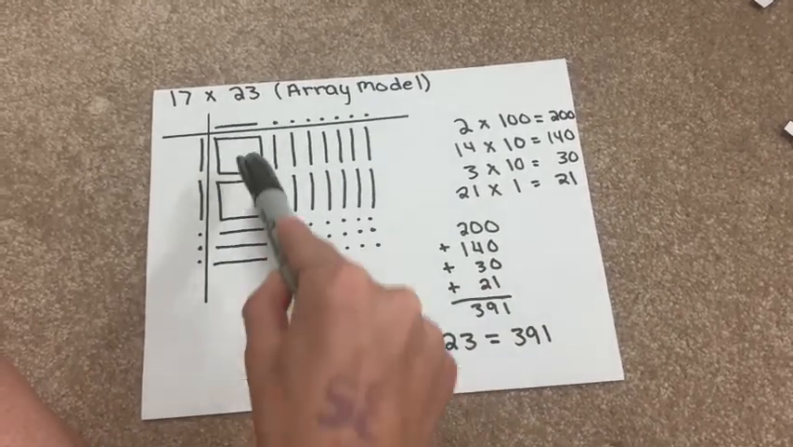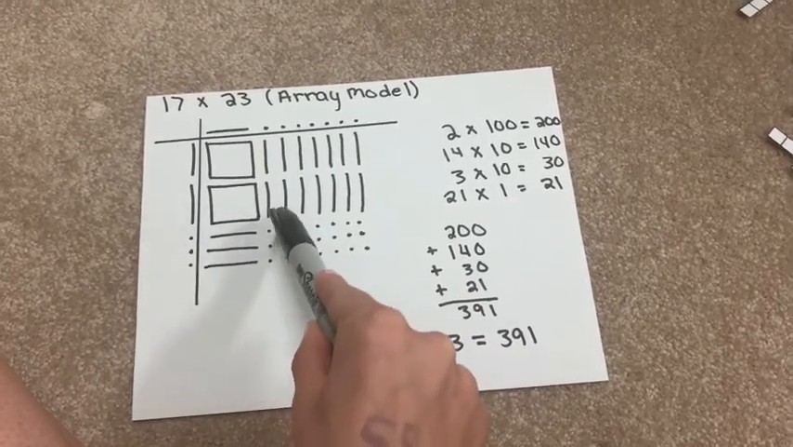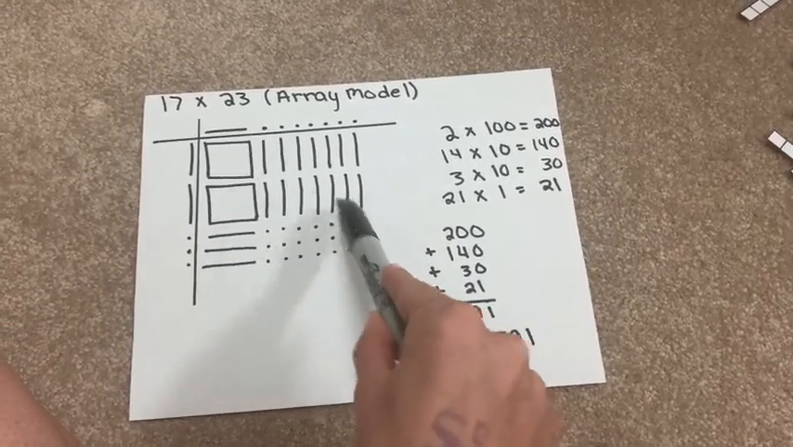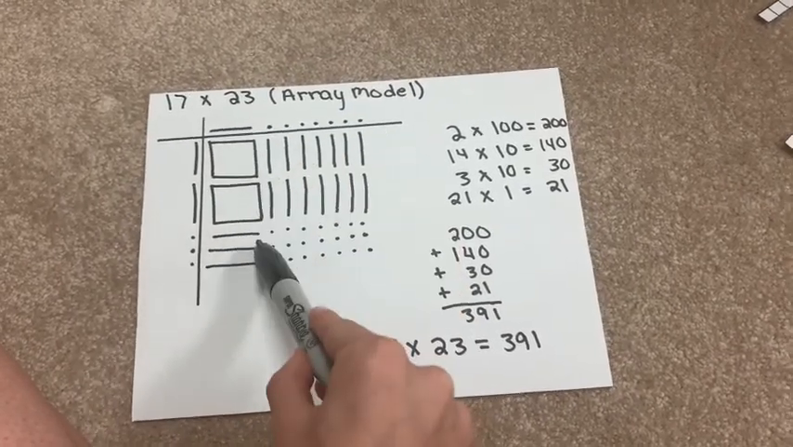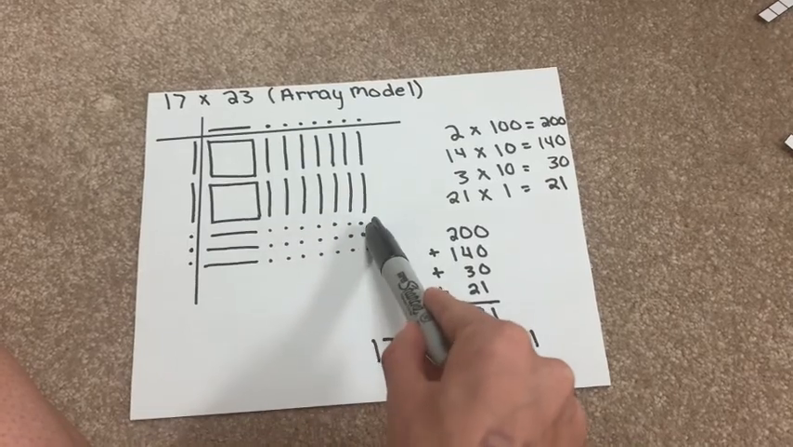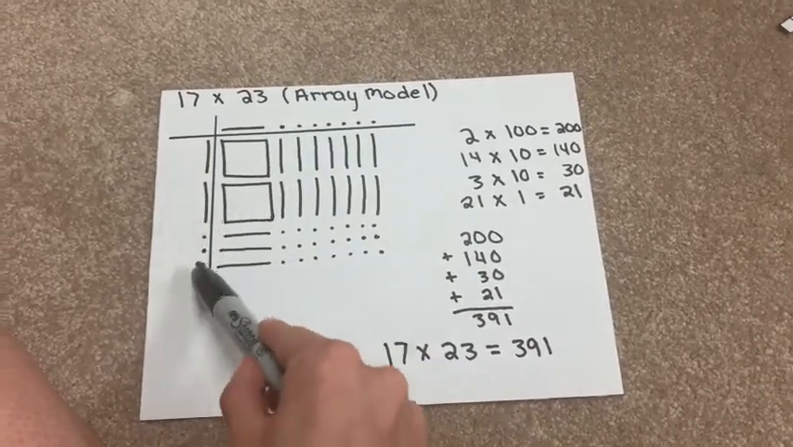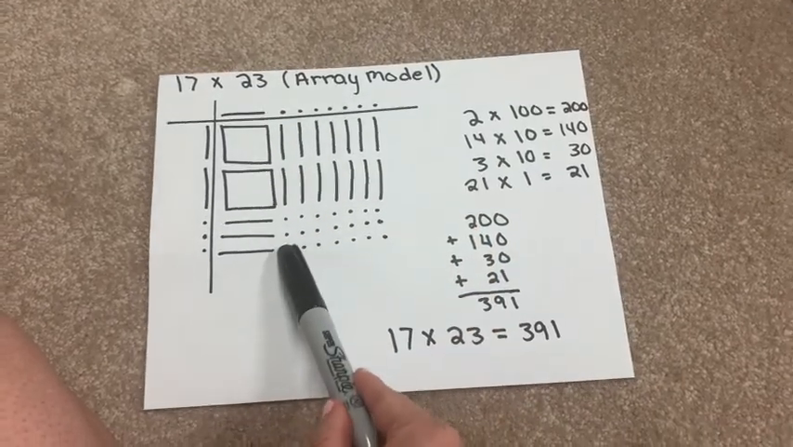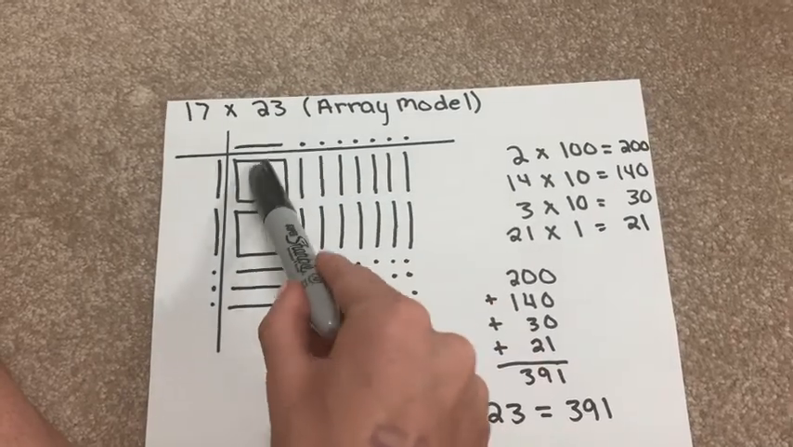1 times 10 gives us a 10 down here. 1 times 1 gives us a 1, so we do that 7 times. 1 times 10 gives us another 10. 1 times 1 gives us 1, and you do that 7 times. 1 times 10 gives us a 10, and then 1 times 1 gives us 1, 7 times. So then you want to add all of this in the middle up to get our answer.